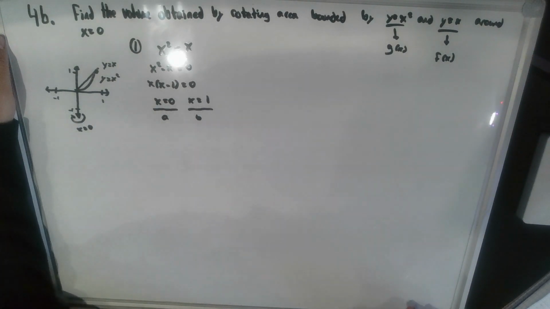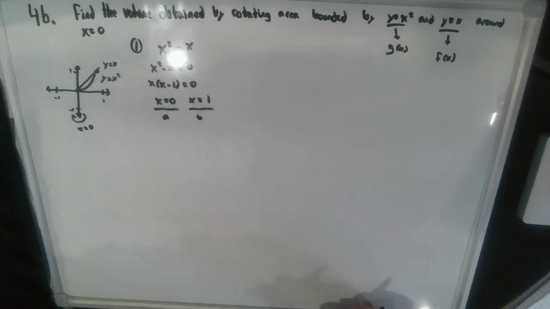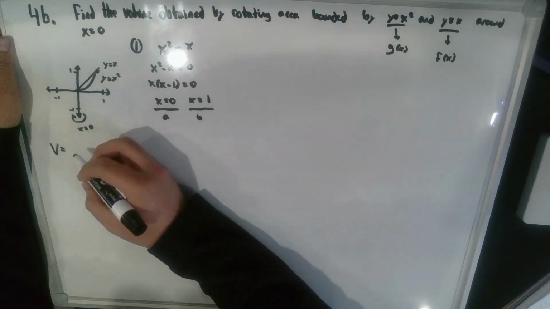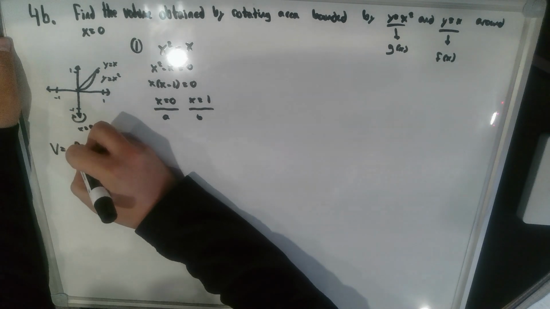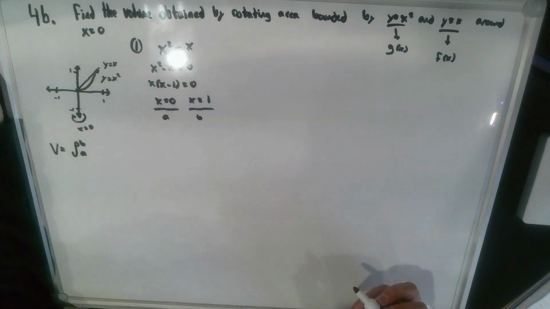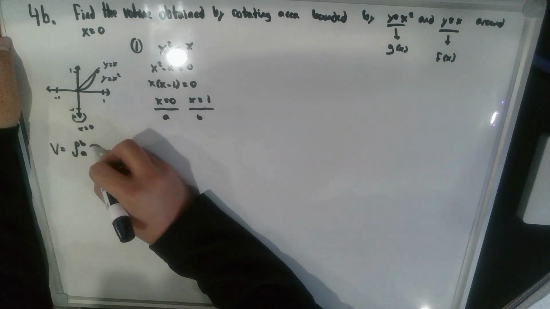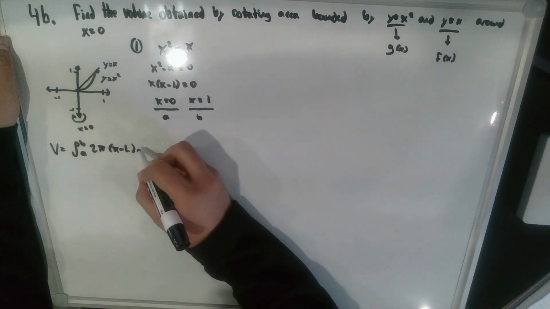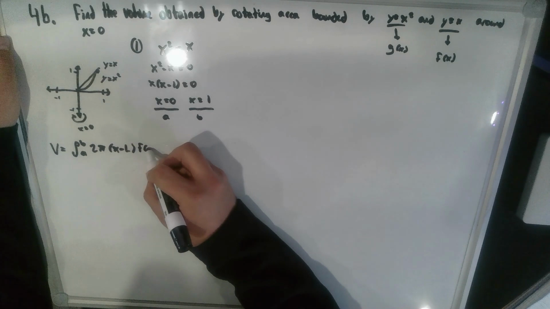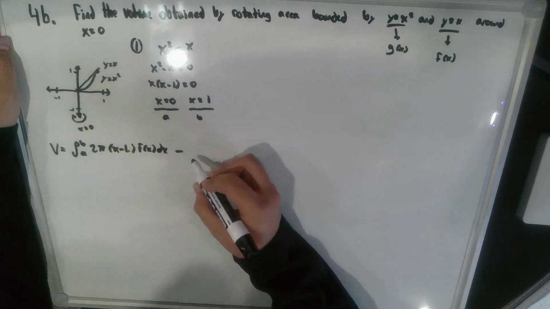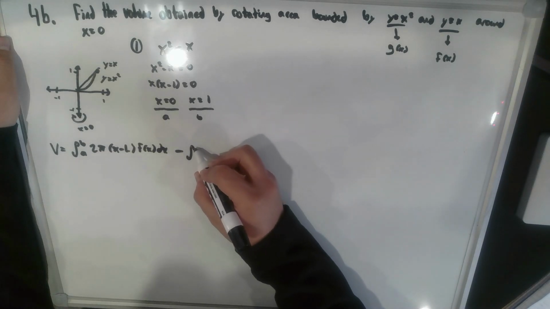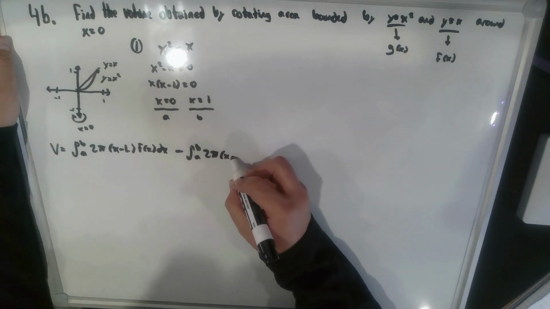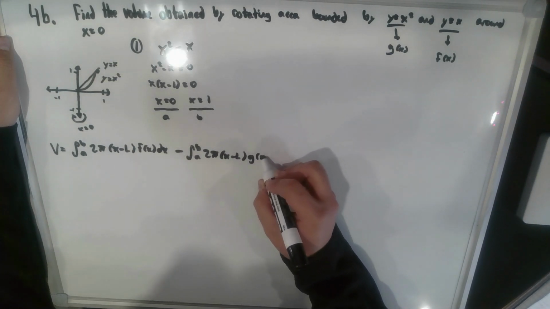So the formula that we use for this is the formula for shells, which is volume equals the integral from a to b of 2 pi times (x minus L) times f of x dx, minus the integral from a to b of 2 pi times (x minus L) times g of x, which is the smaller function.